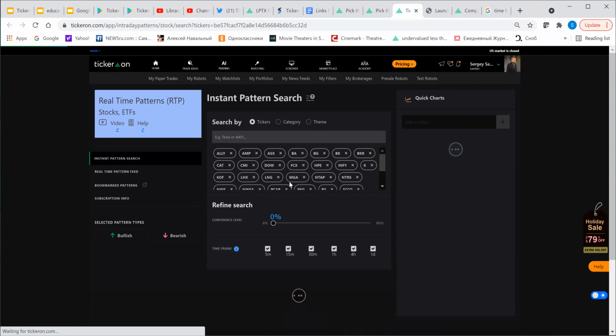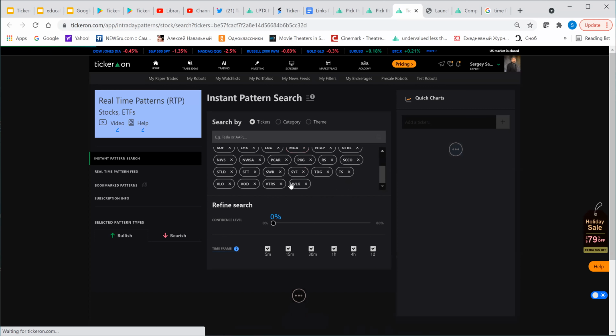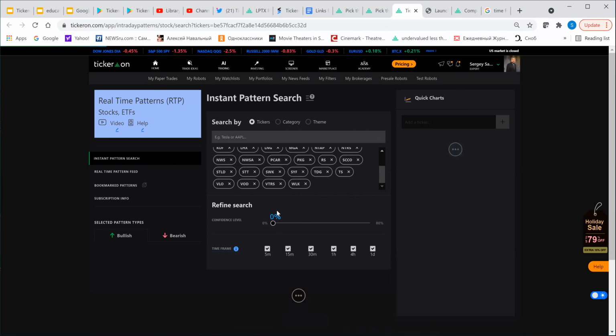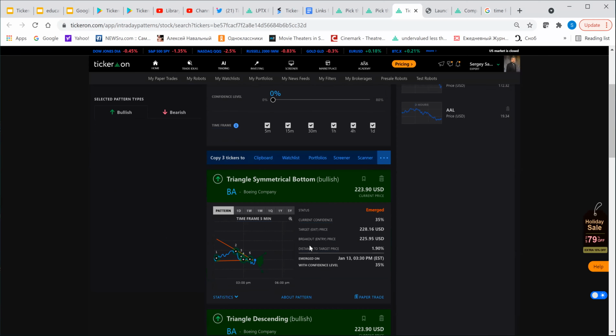I'm clicking here. And now you see this list with one click was transferred to another module, and now it is the engine for instant pattern search, looking for patterns on the 5 minute, 15 minute, 30 minute, 1 hour, 4 hour, and 1 day time frames, you see?